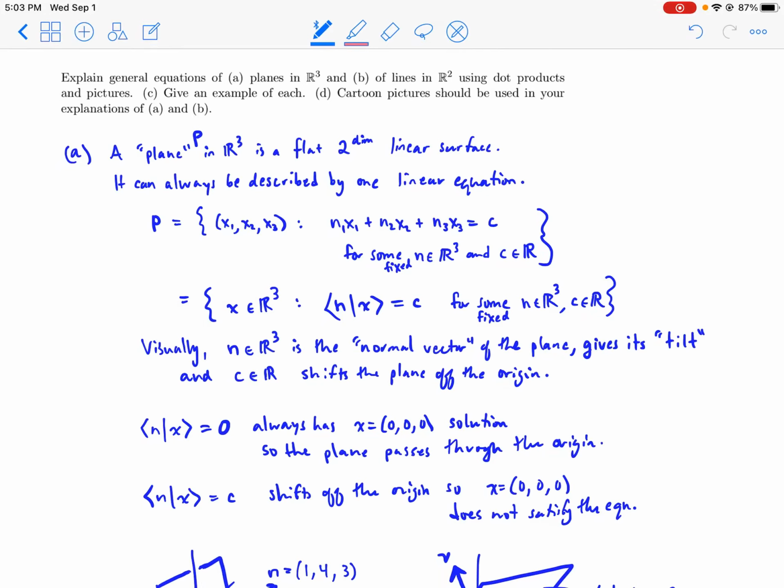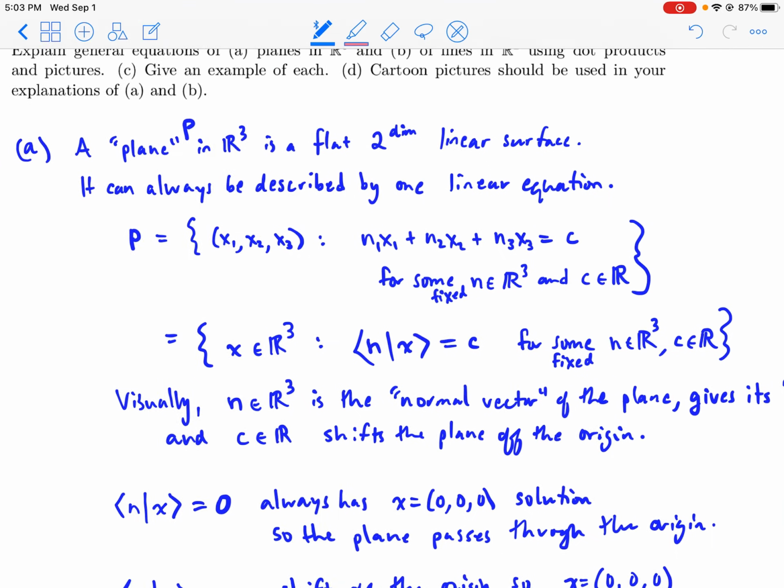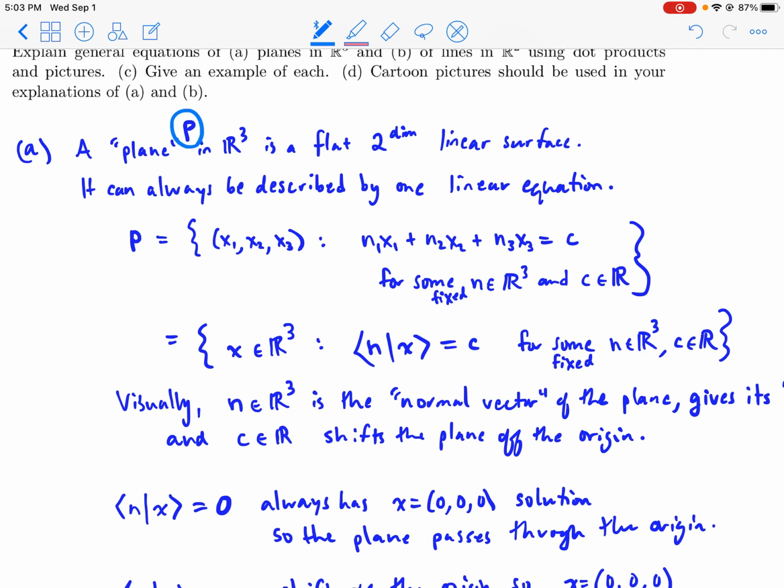Okay, hello, here we are again. This time we're looking at equations of planes and equations of lines using dot products and pictures. Okay, so first of all, let's do planes.